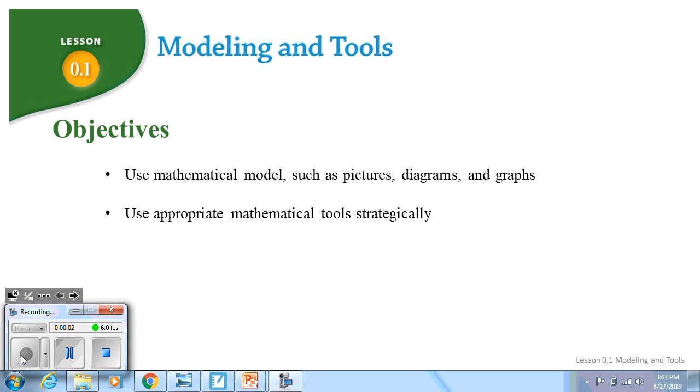Right, for our first lesson for chapter 0, lesson 0.1, these are some of our goals. First we're going to use mathematical models, such as pictures, diagrams, and graphs. Those are all models. And we're going to use appropriate mathematical tools strategically. So you're going to decide what tool you're going to use and why. We're pretty much just going to do that by going over some examples.